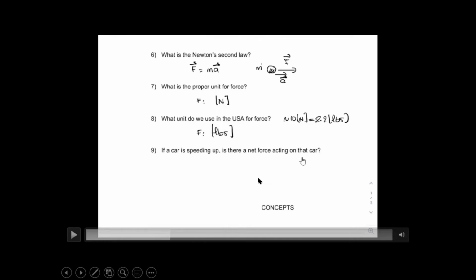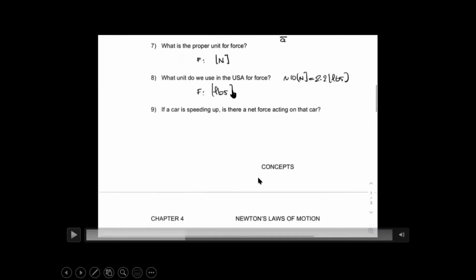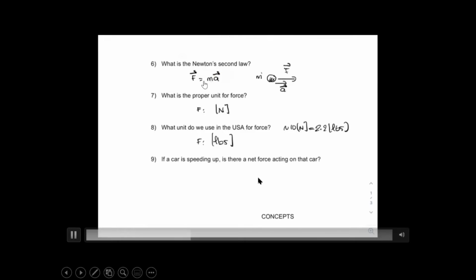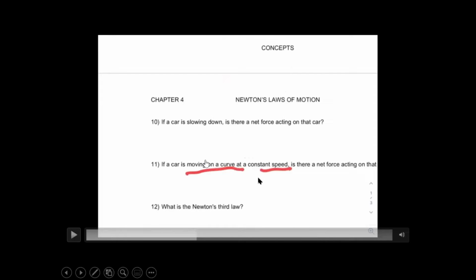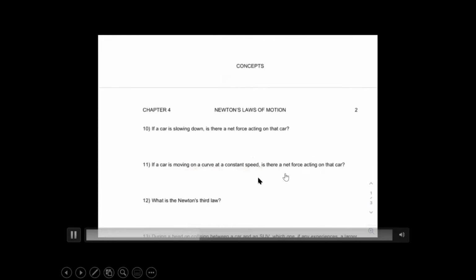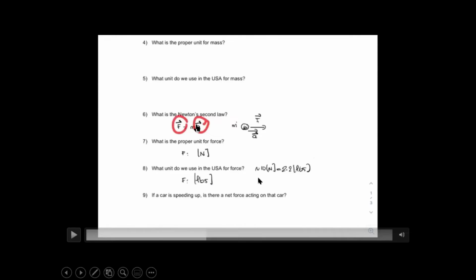Next question, if something is speeding up, is there enough force acting on it? The answer to that question is yes, because it's accelerating. If something is slowing down, is there enough force acting on it? Yes, slowing down is acceleration, so there's enough force acting on it. Something is moving on a curve at a constant speed, is there enough force acting on it? Yes, it's on a curve, which means that the direction is changing, which means that it's accelerating.